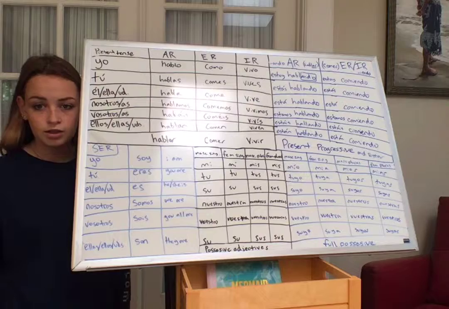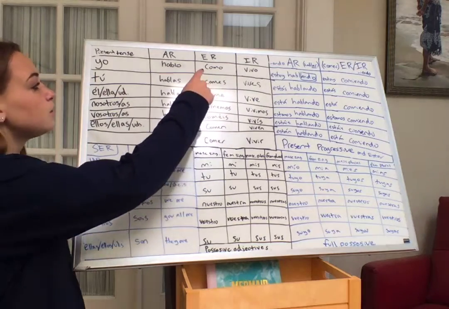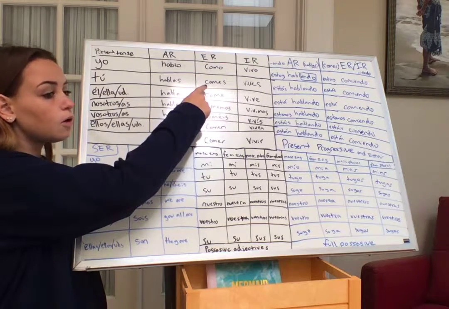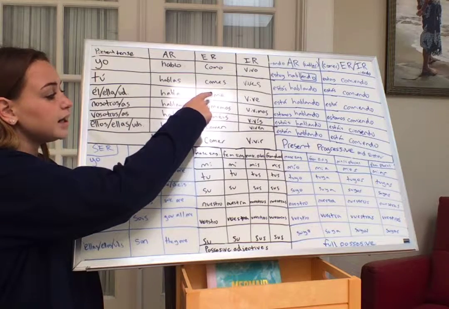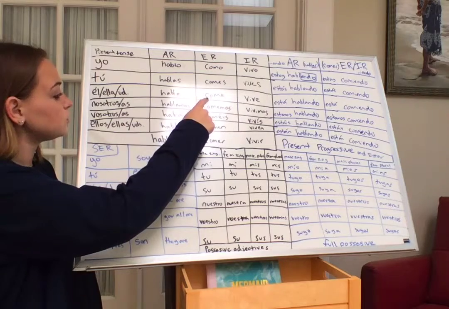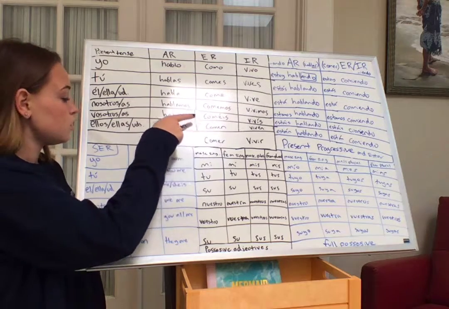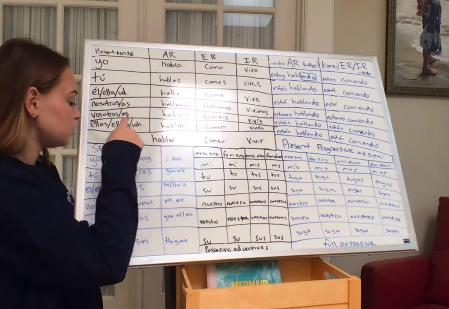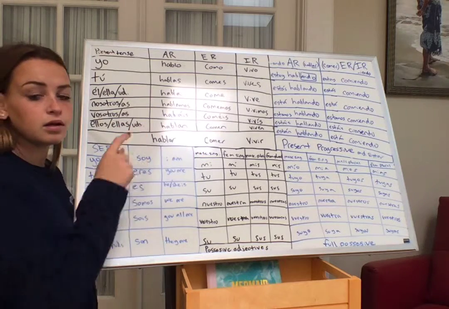Now we are going to conjugate comer. Yo como. Tú comes. Él, ella, usted come. Nosotros, nosotras comemos. Vosotros, vosotras coméis. Ellos, ellas, ustedes comen.